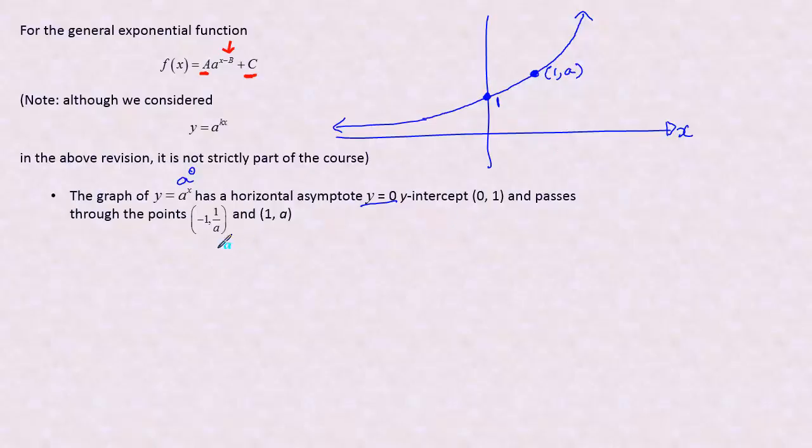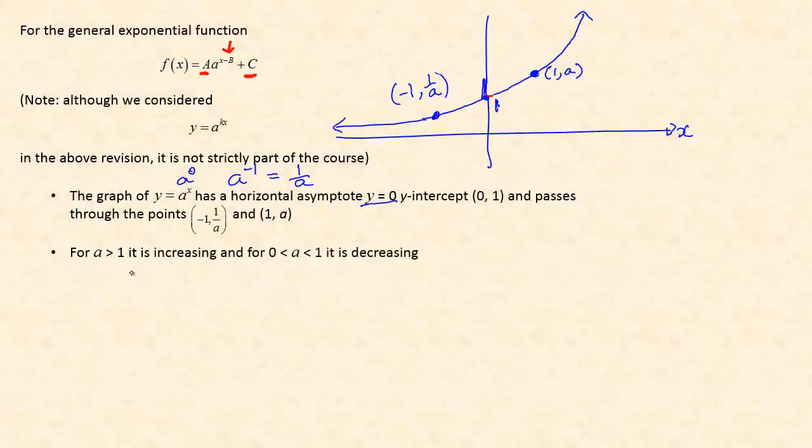And when x is negative 1, we have a to the negative 1, which from our index laws we know is 1 over a, which is why it's always going to pass through the point negative 1, 1 over a. Now for a greater than 1, it's increasing, and for a between 0 and 1, it's decreasing. So when I drew this one here, it was for a value of a greater than 1. If a is less than 1, all that happens is the curve comes down the other way, like so.